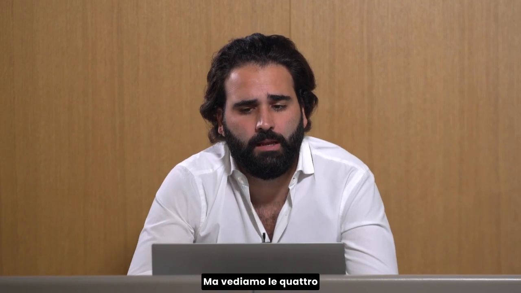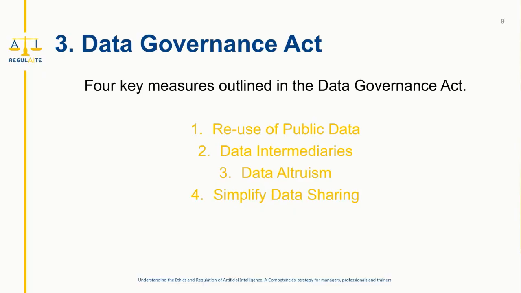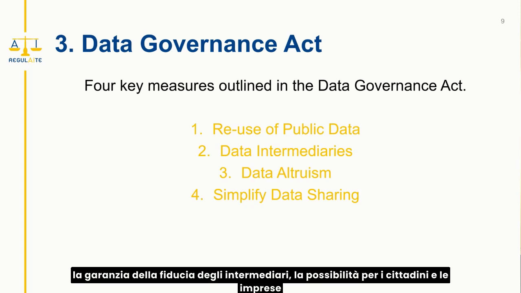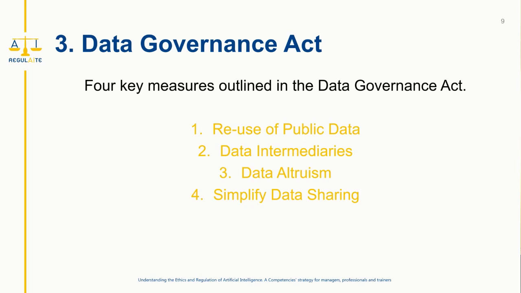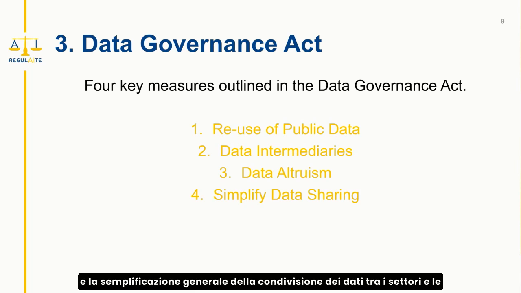But let's look at the four key measures outlined in the Data Governance Act. These are the reuse of public data, ensuring trustworthy intermediaries, enabling citizens and business to contribute their data through data altruism organizations, and generally simplifying data sharing across sectors and businesses within the Union.